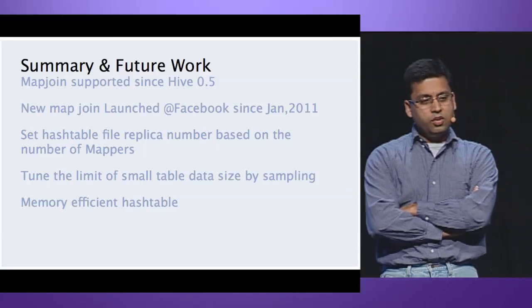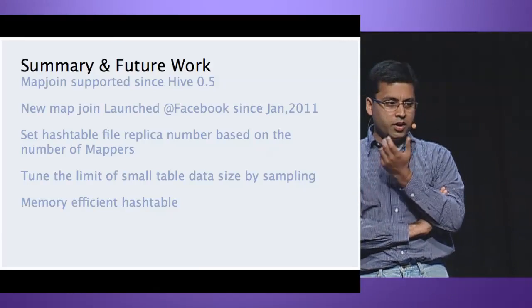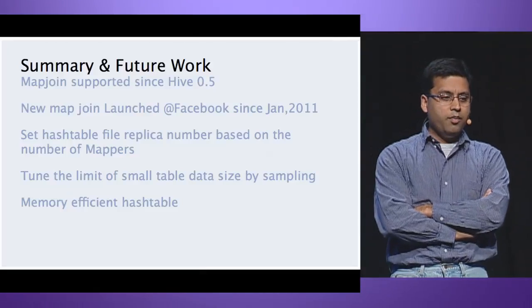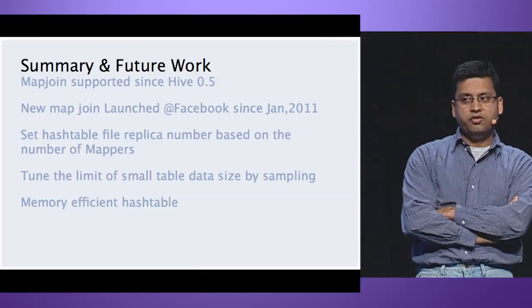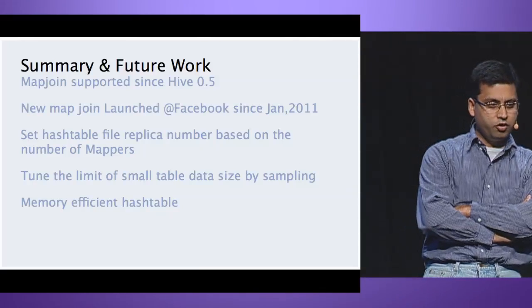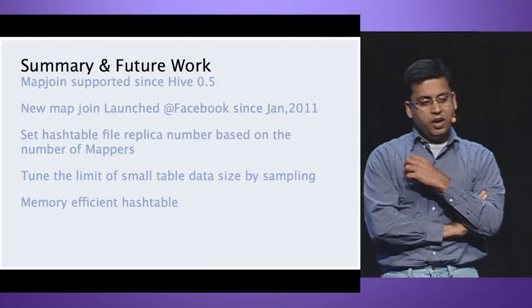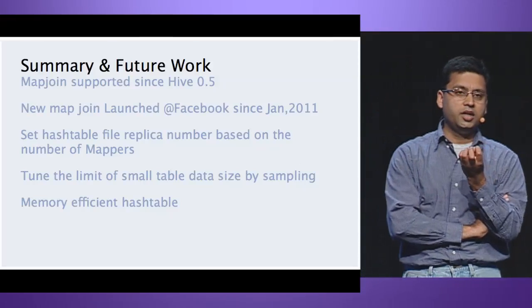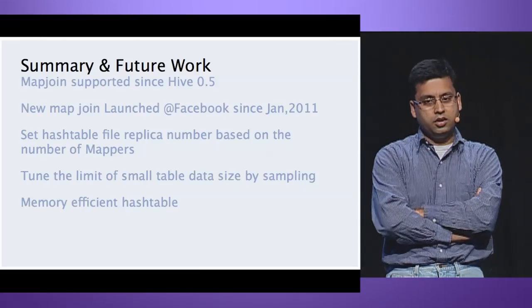So I'll just go over some summary and future work. Map join has been supported since Hive 0.5, but the new map join was launched at Facebook a few months ago. It's been in production for probably 3 or 4 months. One thing we are working on is the memory efficient hash table, because that determines how much data we can hold in memory.